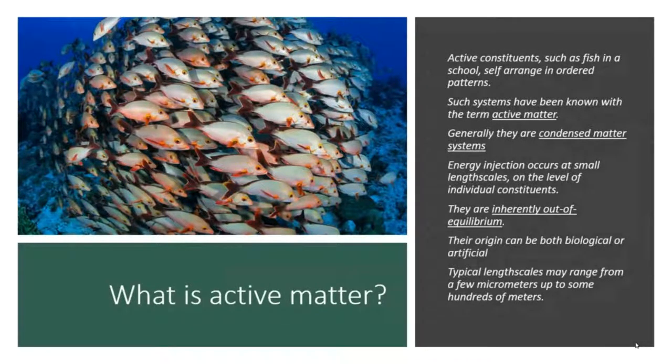What is particular about active matter is that active energy injection occurs at small length scales, at the level of individual constituents. The injection of energy that usually in physical systems happens on very large length scales, in active matter usually happens at the length scales of individual constituents. So these kinds of systems are inherently out of equilibrium, far from thermodynamic equilibrium.